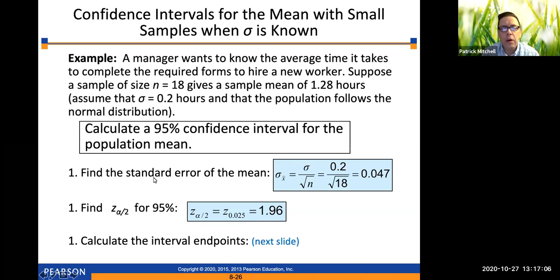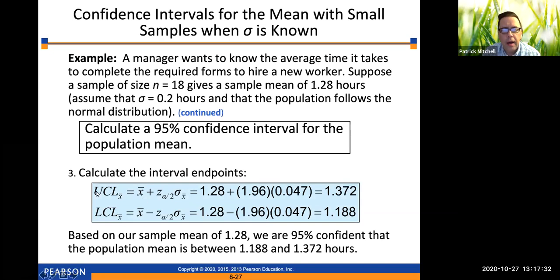Okay, so first we will find the standard error of the mean, which is 0.2 divided by the square root of 18. That comes out to about 0.047. Z sub alpha over 2 for a 95% confidence interval, as we talked about earlier, is 1.96. So now we'll calculate the interval endpoints. Your upper limit is x bar plus your margin of error, which is 1.28 plus 1.96 times 0.047. That comes out to 1.372.